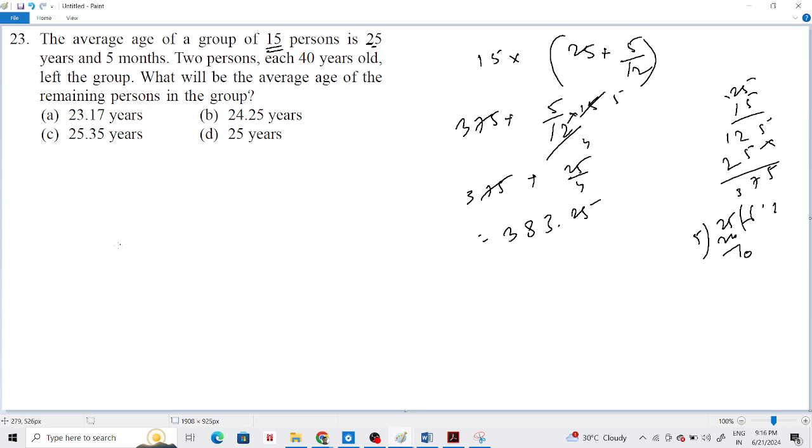Now two persons each 40 years old left the group. So 383.25 minus 80. So two people left. Now how many are left? 13 people are there, 15 were there. I need to find out their age. So this will give me 303.